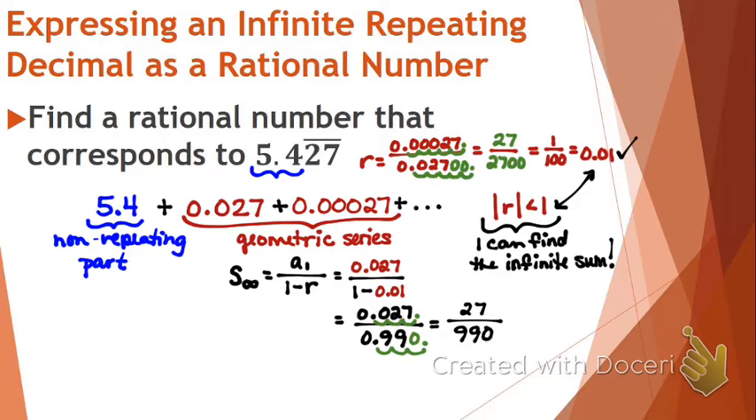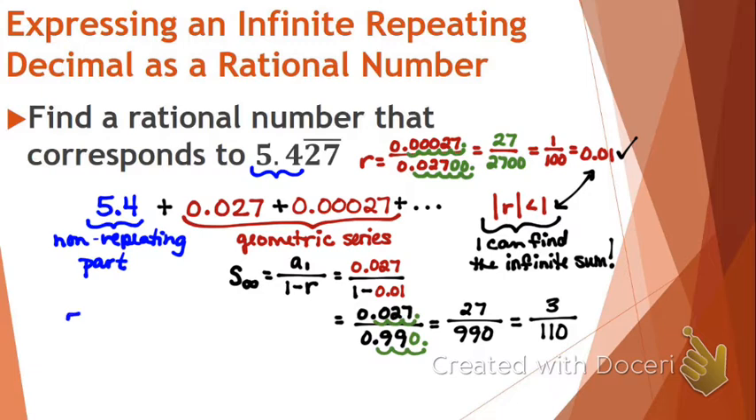Can I reduce that at all? Yeah. What goes into both of those? 3. Anything bigger? 9 can go into both of them. What would I get if I reduce this by 9? 3 over 110. So that is how the repeating part gets represented as a rational. Now we're going to start dealing with this non-repeating part.